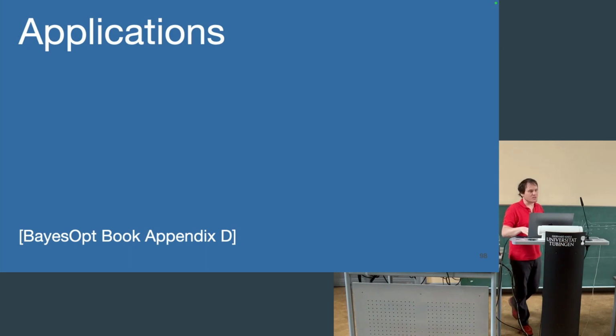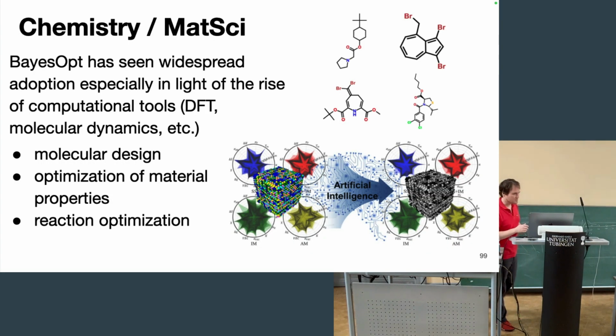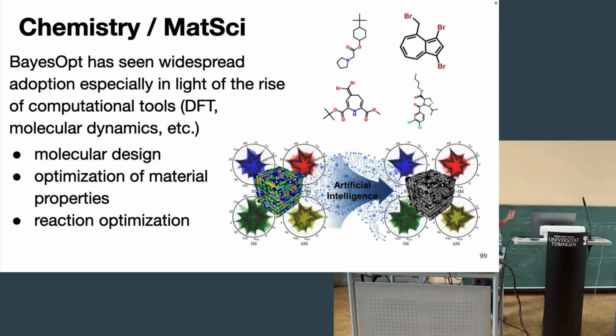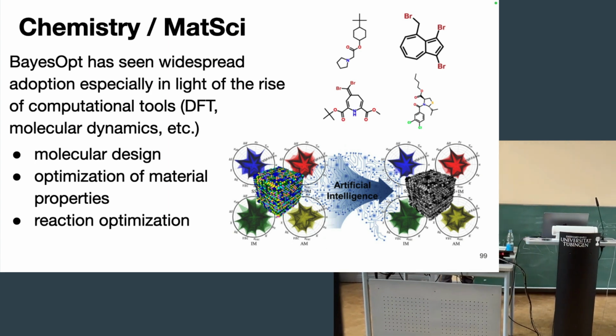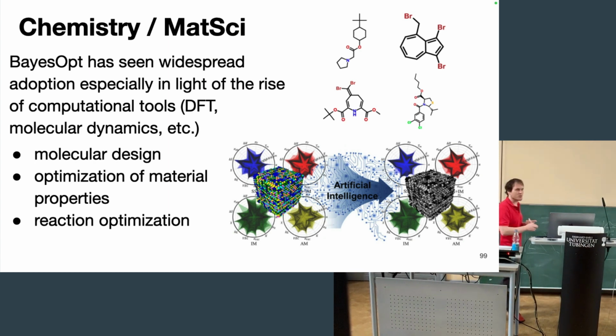OK, so I want to conclude by highlighting some applications of Bayesian optimization and then some ideas for the future. Bayesian optimization has seen extremely widespread adoption in both chemistry and material science, especially in the past 10 years or so. This is in light of the rise of computational tools in computational chemistry and computational material science, things like density functional theory and molecular dynamics. Bayesian optimization has been used for molecular design, optimization of material properties, et cetera.